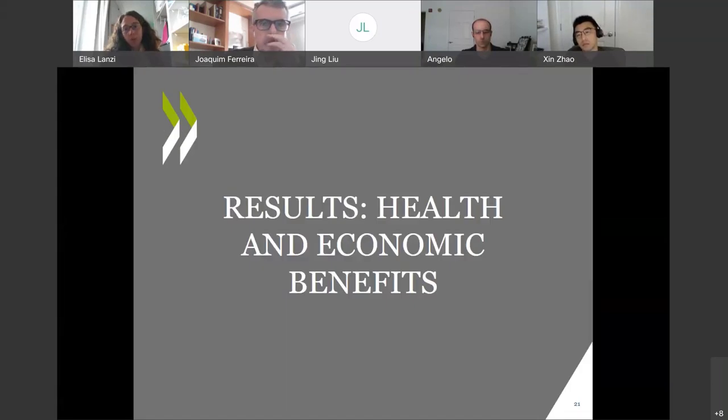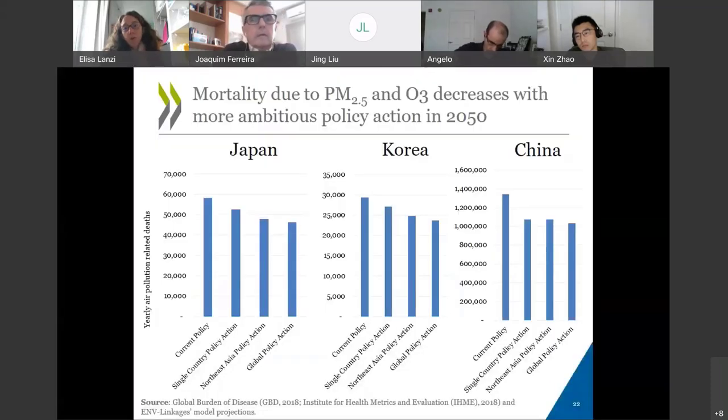What are the implications of these air quality improvements on health and the economy? First of all, what we find is that there is a lower number of premature deaths, and these effects are higher when there is more widespread policy action, so with the coordinated policy action and then with the global policy action. But once again, what's interesting is that for China, what makes the biggest difference is when China puts in place domestic policy action, and then in China's case, there are additional benefits from global policy action.